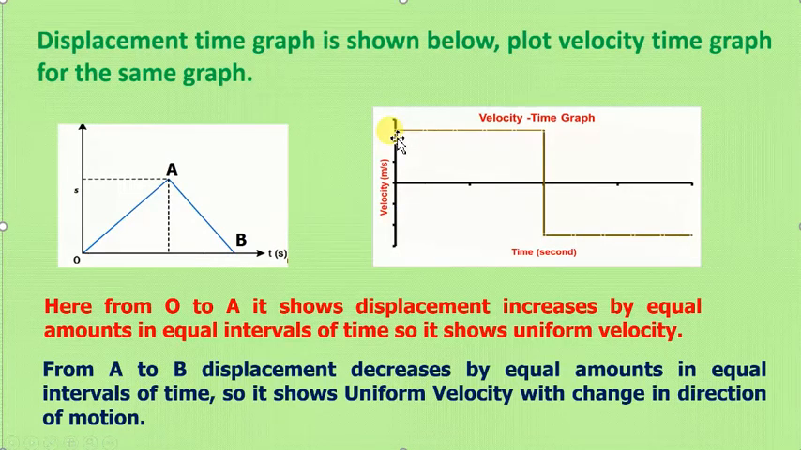For the first half from O to A we have this line, and from A to B we have this line, that is showing the velocity is uniform, constant, but it is in the negative direction.